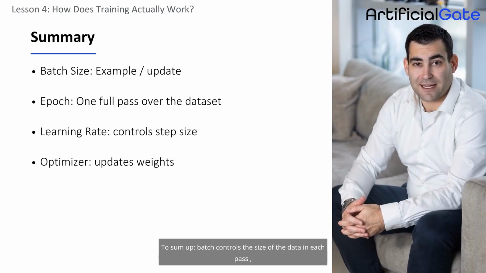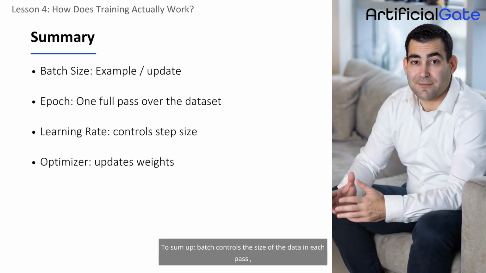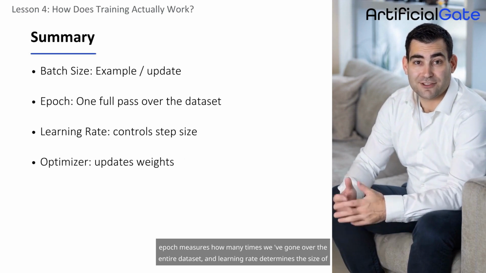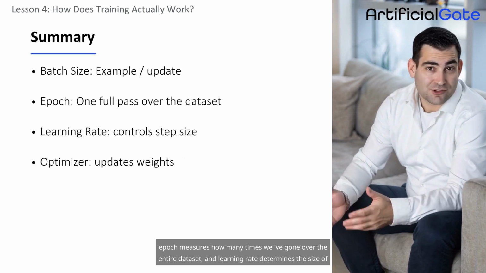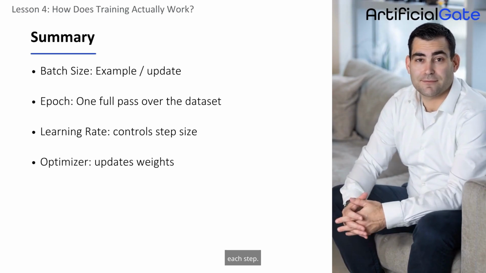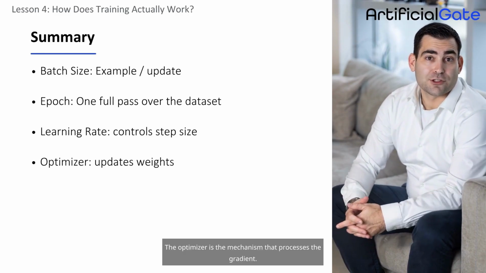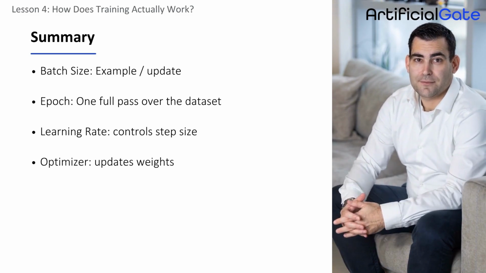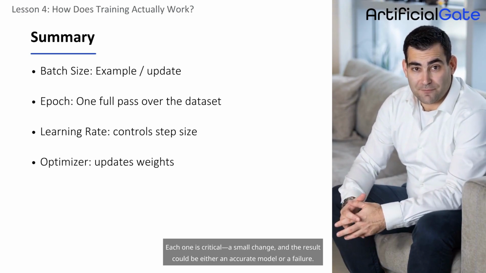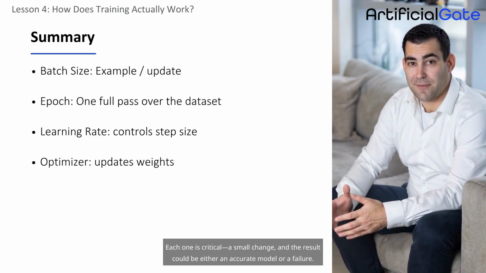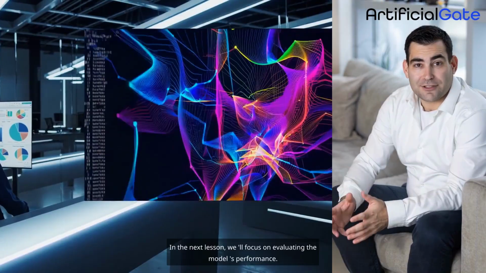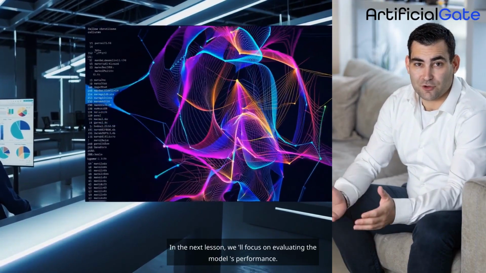To sum up, batch controls the size of the data in each pass. Epoch measures how many times we've gone over the entire dataset, and learning rate determines the size of each step. The optimizer is the mechanism that processes the gradient. Each one is critical; with a small change, the result could be either an accurate model or a failure. In the next lesson, we'll focus on evaluating the model's performance.